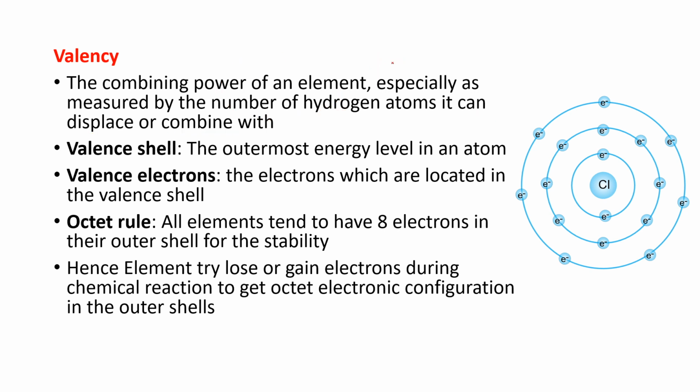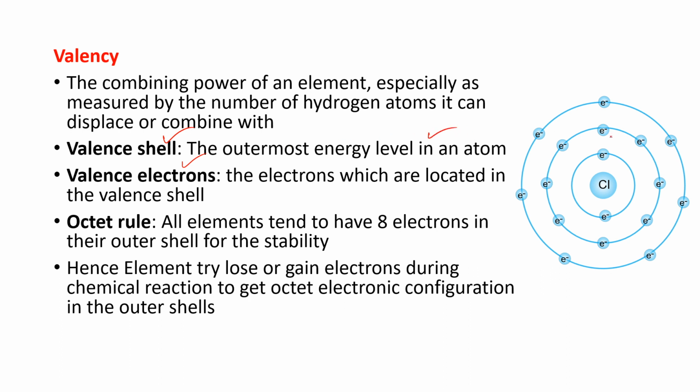Next, in valency we have to discuss two important things, mainly almost three important things. These two are the main important things, known as the valence shell and valence electrons. So what is meant by valence shell? The valence shell means the outermost energy level in the atom.